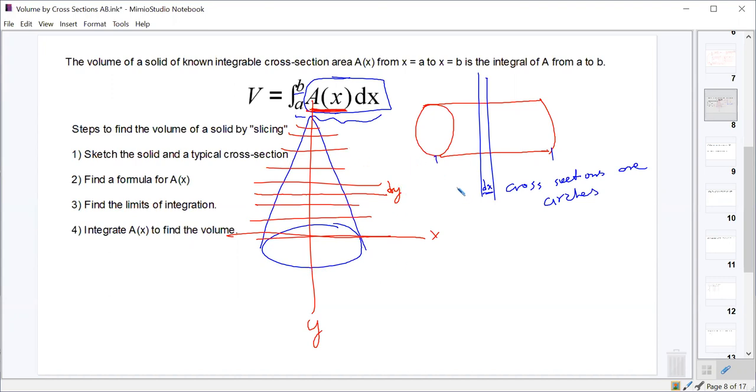All right, so now what we're going to do is we're going to make this even more complicated. So, hold on one second.